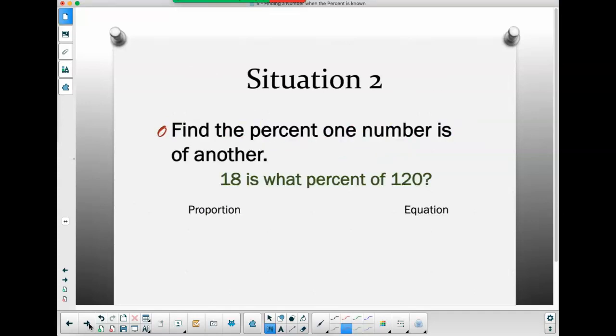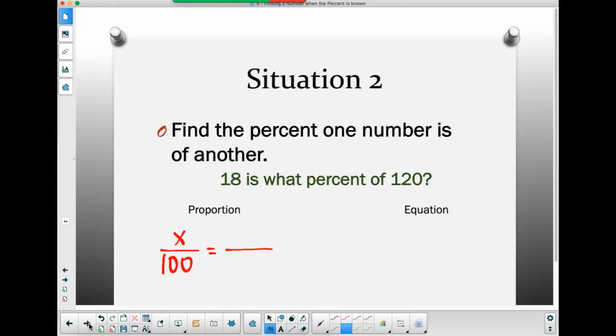Find the percent one number is of another. 18 is what percent of 120? I'm going to set up a proportion again. Do we know the percent? No. When I look at this problem, 18 does not have a percent sign on it, and 120 does not have a percent sign on it. So I'm going to put x over 100. I do not know the percent.